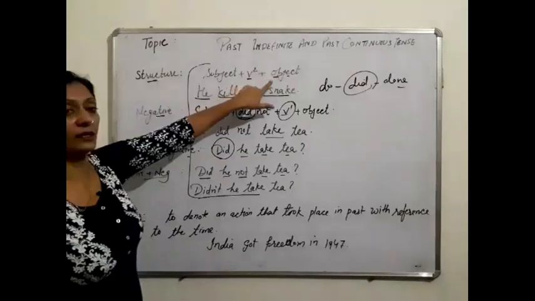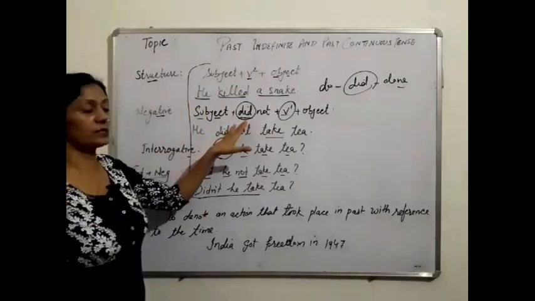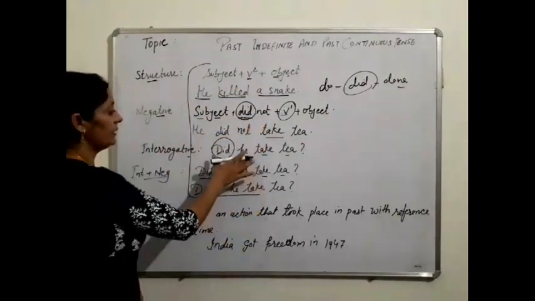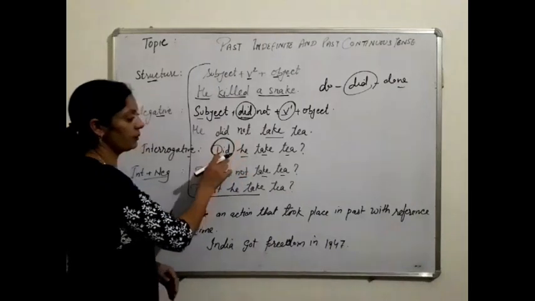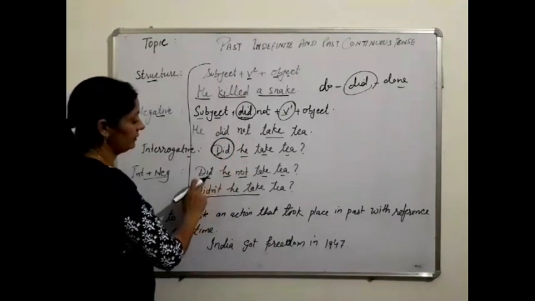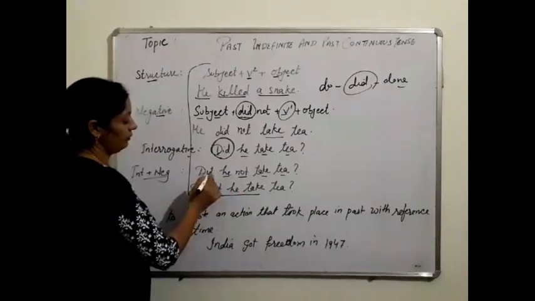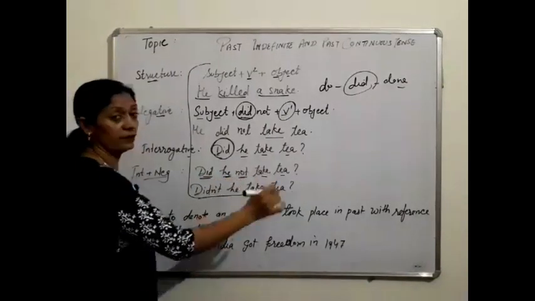Subject, second verb, and object. In negative we use did not plus the first verb. In interrogative we use did before the subject, and in interrogative negative we use did, then subject, then not.